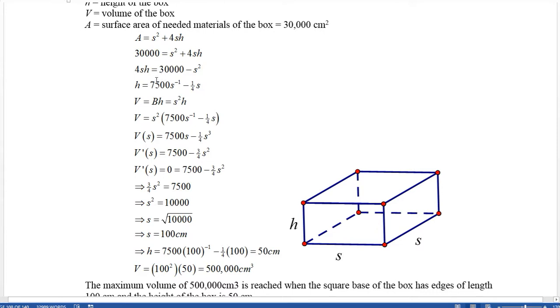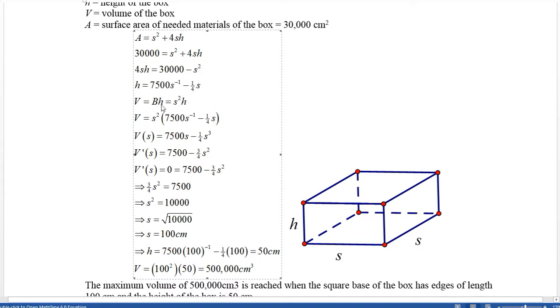Let's see what I'm going to do next. I'm going to solve for H. I'm going to subtract S squared from both sides, also switch sides. Then I divide both sides by 4S and distribute. So 30,000 divided by 4 is 7,500, and then that 1 over S is S to the negative 1. S squared divided by S is S, and of course negative 1 divided by 4 is negative 1/4. So there's the height as a function of S.